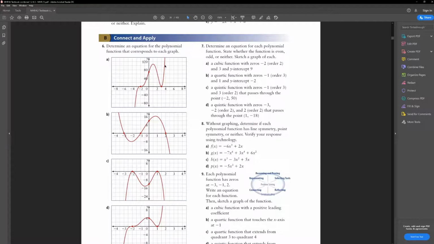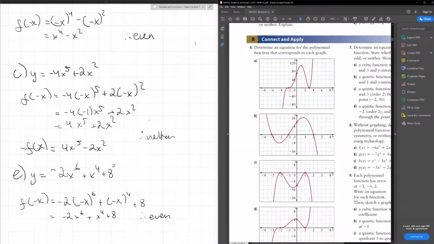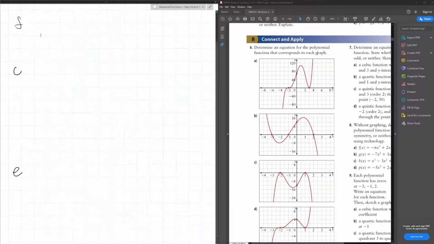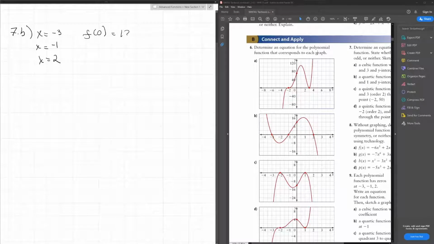That shouldn't be too difficult, because let's do this. It's quite fun. I assigned B and C, so 7B. What do we have here? We have x-intercepts at x equals negative 3, x equals negative 1, and x equals 2, and then f of 0 is equal to, what is that, 6? This should be 12. Well, there we go. Those are the important things to know.